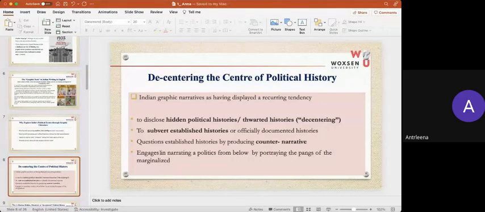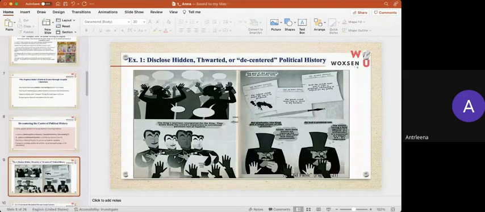I'll give you examples of all these parameters. It engages in narrating politics from beyond by portraying the pangs of the marginalized. This is very important because the marginalized are not always heard, but through graphic narratives, we can hear the voices of the marginalized. We can see the role of the marginalized. So now I'll show you an example where hidden political histories are showcased in graphic literature.